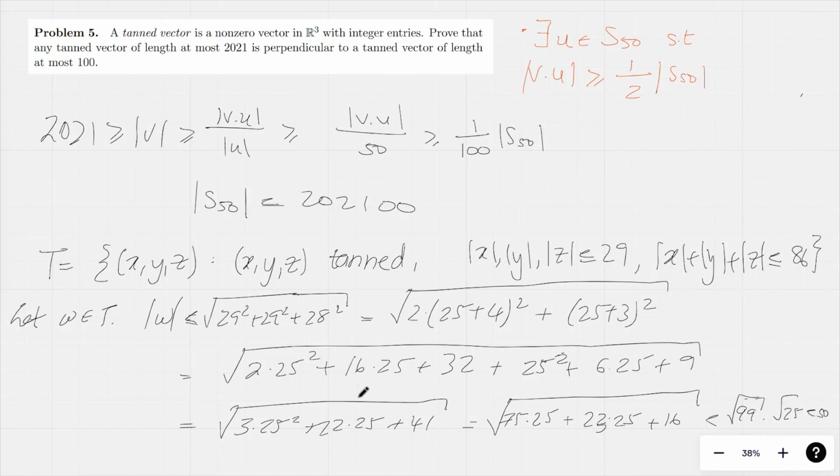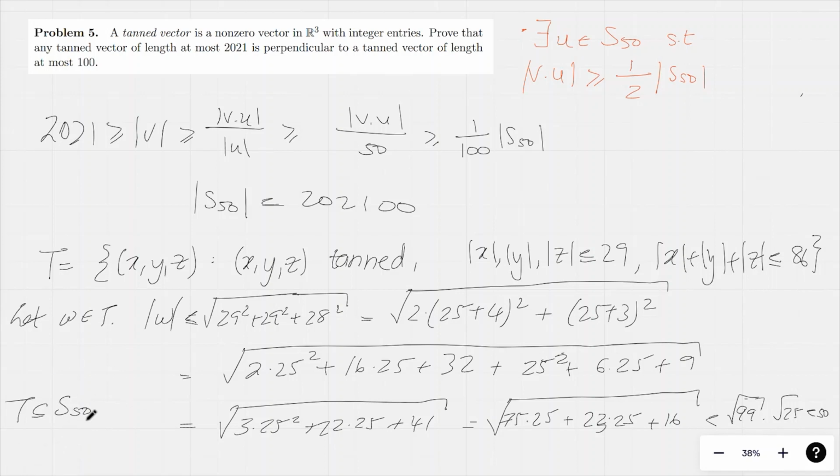So all in all, we've shown that if we take an arbitrary vector W in the set T, then W has to have size less than 50. And what does this tell us about T? That means that T must be a subset of S50, because every vector in T is tanned, and its size is always at most 50. So T is a subset of S50, so that means that the size of T must be less than the size of S50.